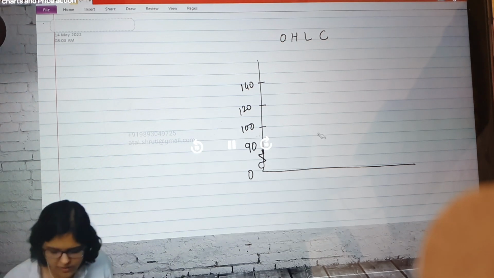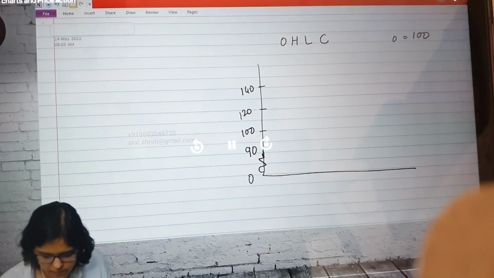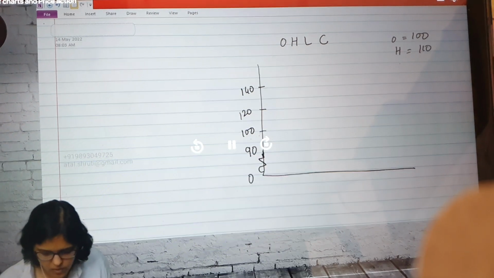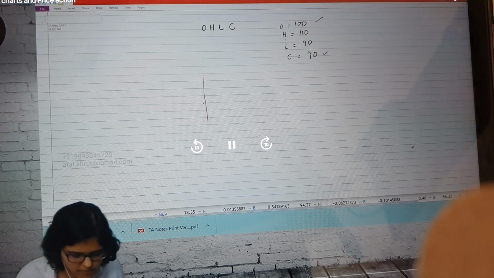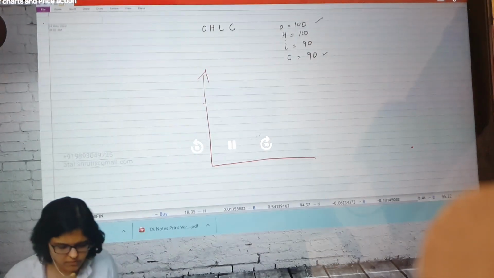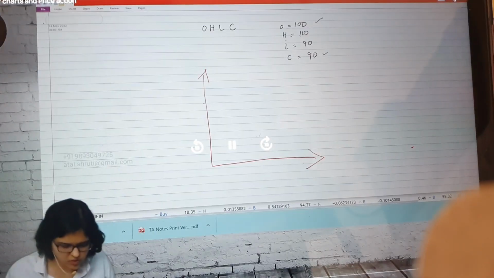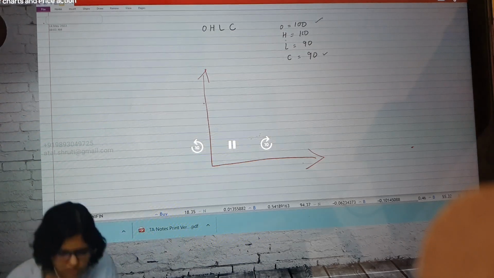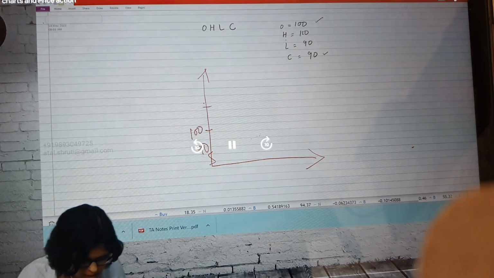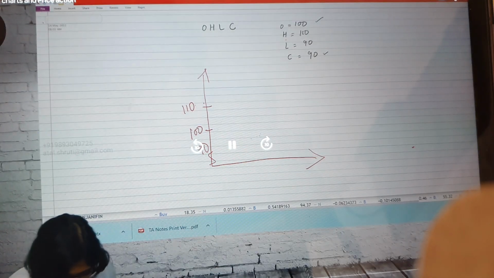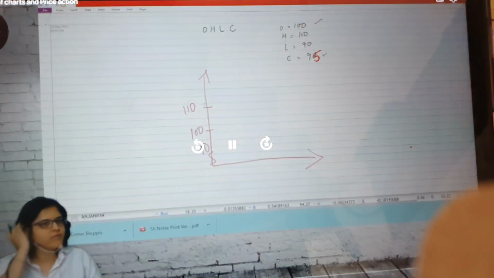For example, I'll define here. Open is, assume, 100. High is 110, low is 90 and close is also 90. I'll draw one more time. It's not clearly visible. So okay, this is 90, this is 100, 110. Just so that you get a clearer picture, let us say close happened at 95. Changing the example a little bit.